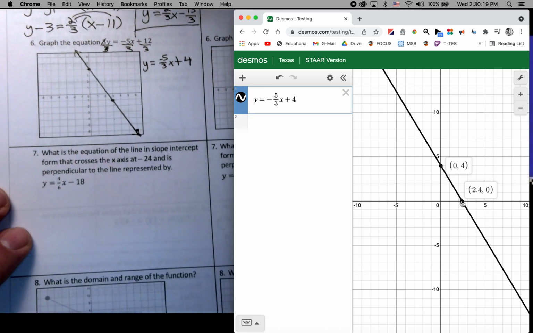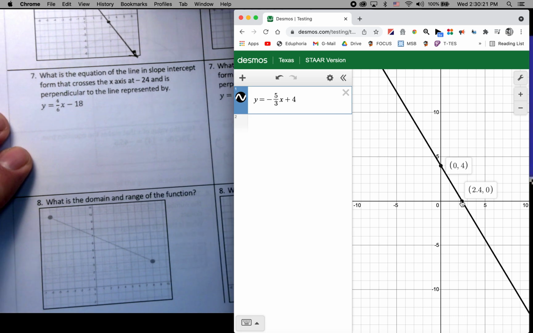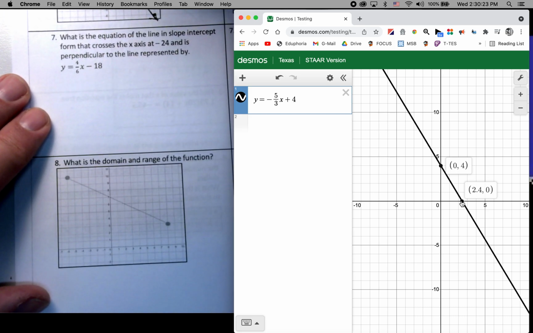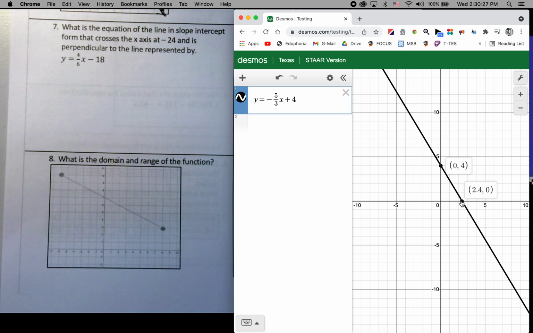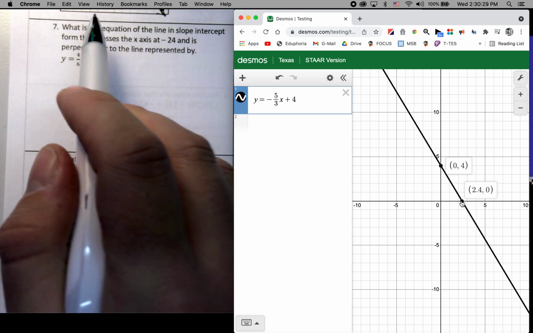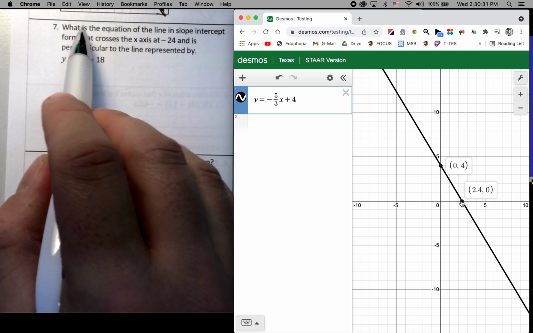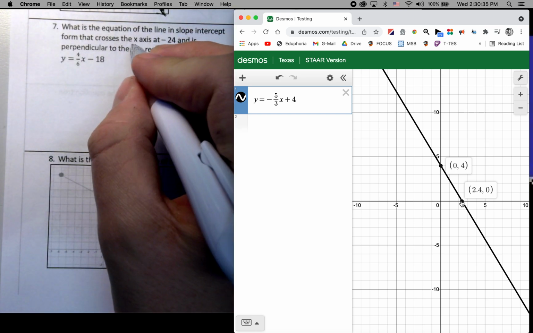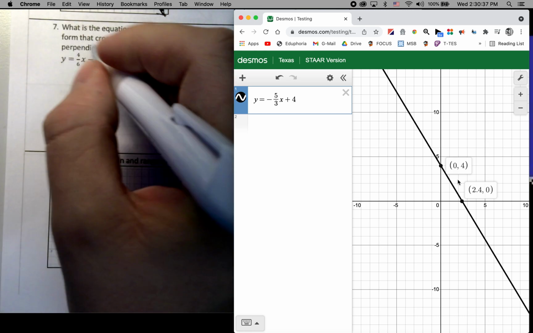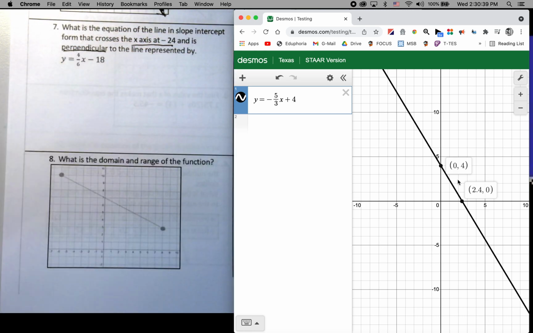Once again, guys, I strongly recommend doing one problem on the left, pausing the video, and then trying the corresponding problem on the right. This one says, what is the equation of the line in slope-intercept form that crosses the x-axis at -24 and is perpendicular to the line represented by this?